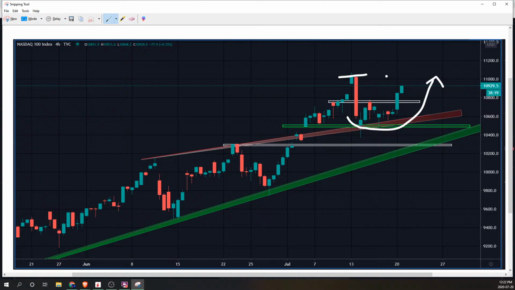This is a previous all-time high at around 11,000, and it's definitely looking like it's going to test that zone and possibly even create a higher high. So the NASDAQ is looking really bullish for the start of the week.